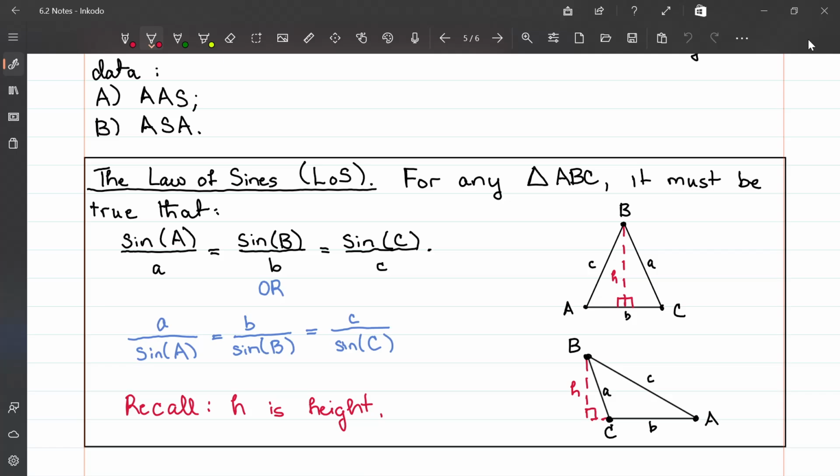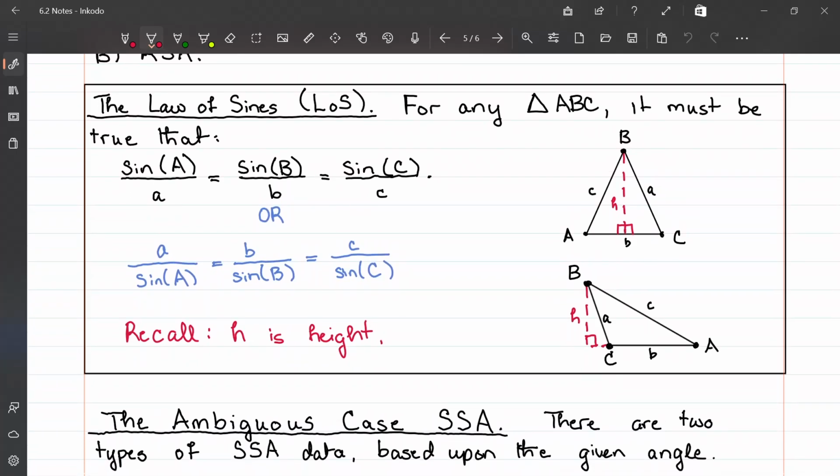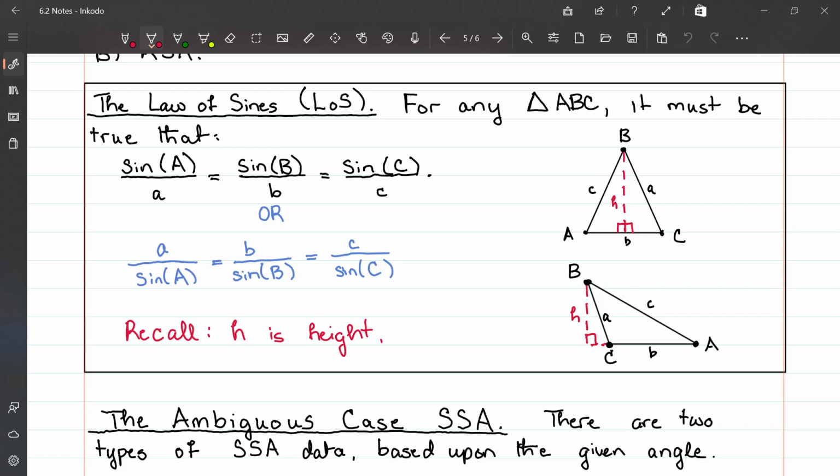All right, that's enough dawdling in the past. Time to move on to newer and more ambiguous things. So we have the ambiguous case. The ambiguous case, as we mentioned before, both in this video and in the previous one, is the case where we are given SSA data about our supposed triangle. That means side, side, angle, and in this case, what we really mean is, in these two sides that we were given, one of them is adjacent to the given angle, and the other one is opposite the given angle.